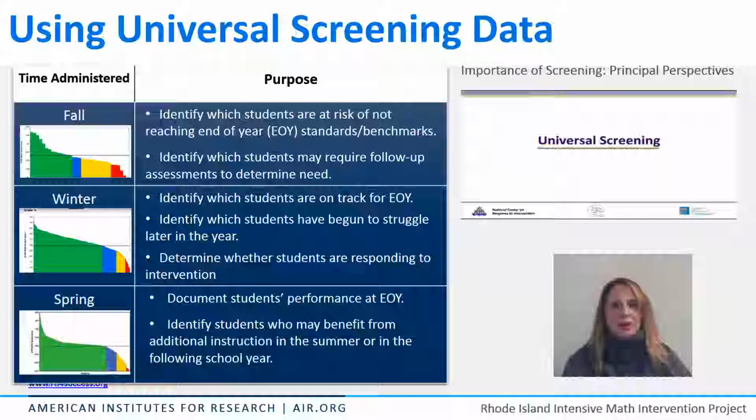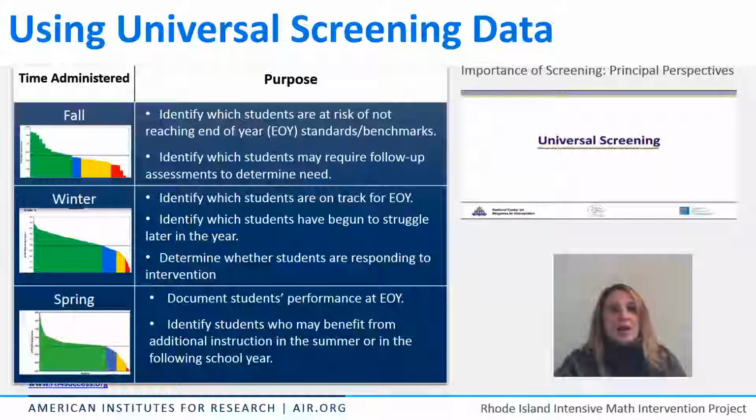What is the purpose of universal screening, and how do we use universal screening in schools? The purpose is to identify who is struggling, which students require further follow-up to determine the level of support that they need. It also provides schools, grade levels, and classes data about the distribution of students across the tiers. Are approximately 80% of students responding to core instruction, and how has that changed over the course of the year? On the slide, you can see the graph image on the left for the fall, winter, and spring to see how that percentage has changed over time.